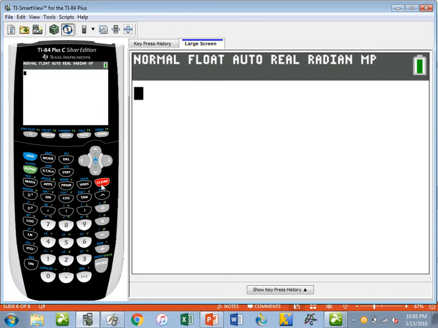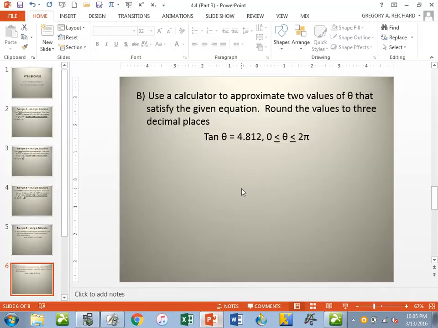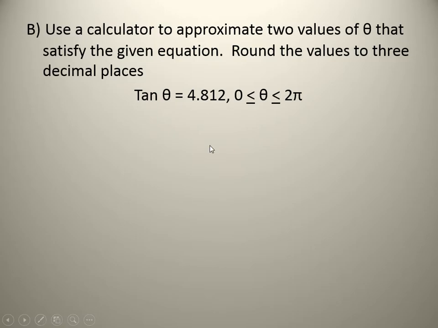So what I want to do first here is the second tangent of 4.812. So that's going to get me a radian measure. If I go to 3 places with this, this is going to be 1.366. So now, if you notice, with the tangent being positive, remember that the tangent is positive in quadrants 1 and also in quadrant 3.